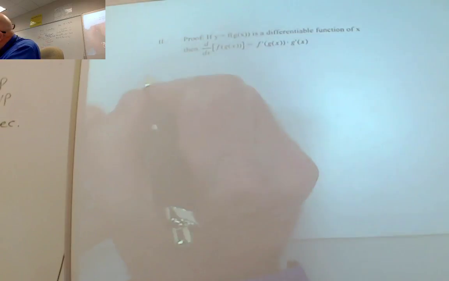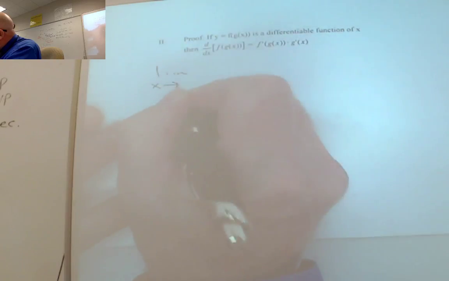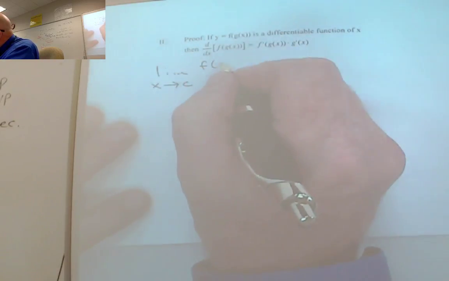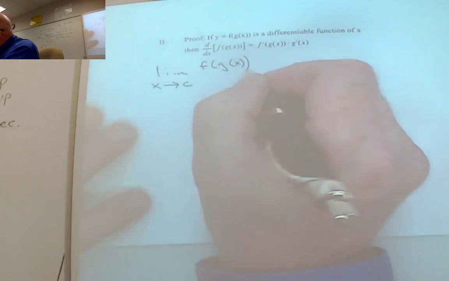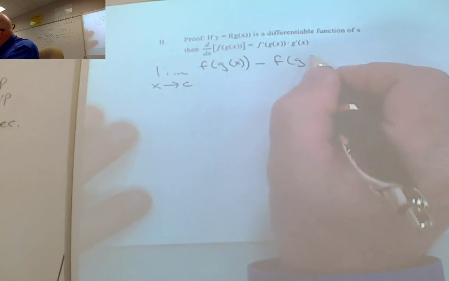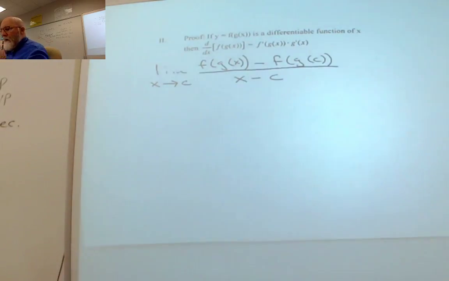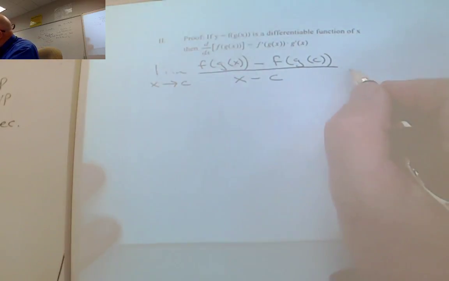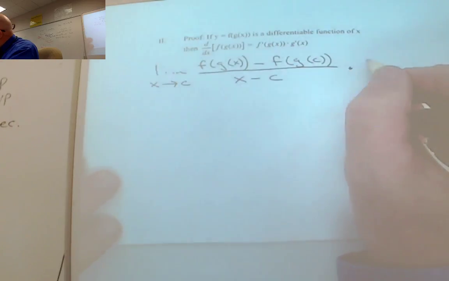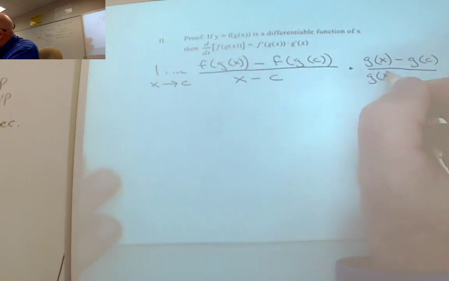Okay? So I have the limit as x approaches c of f of g of x minus f of g of c all over x minus c. And what I'm going to do is I'm going to multiply the top by g of x minus g of c over g of x minus g of c.